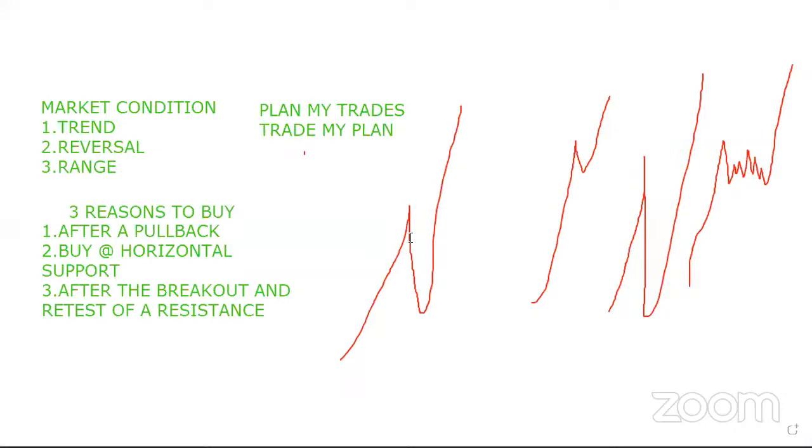For me to understand that a pullback has ended, once price is going up and it starts to pull back, I don't enter a trade if the pullback does not get to a minimum of 50% of the previous move. So if the pullback gets to a very small percentage like this and it continues to go up, I would not be entering at that higher low.